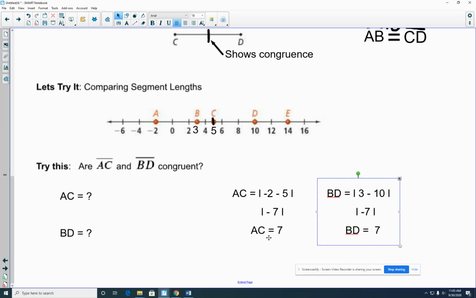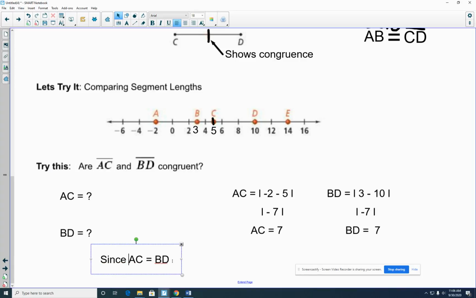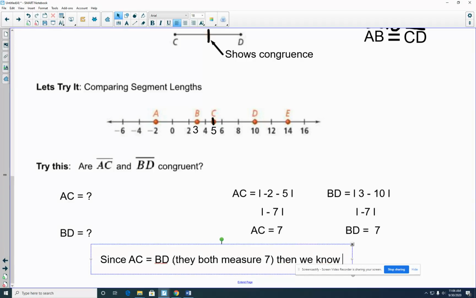So AC and BD, they're equal, right? So we can say that AC equals BD. Since they're equal, they're also congruent. Let's change this: since AC equals BD, and in parentheses I'm going to put they both measure 7, then we know AC is congruent to BD.